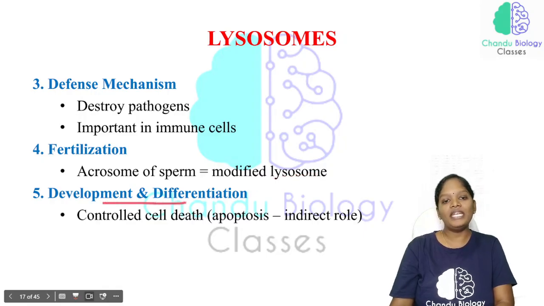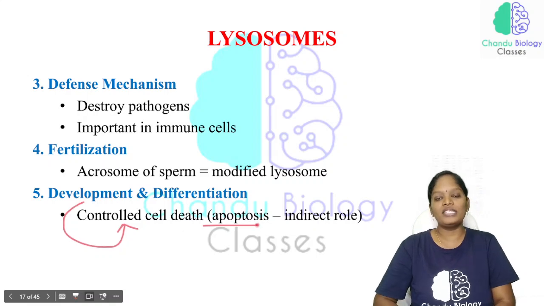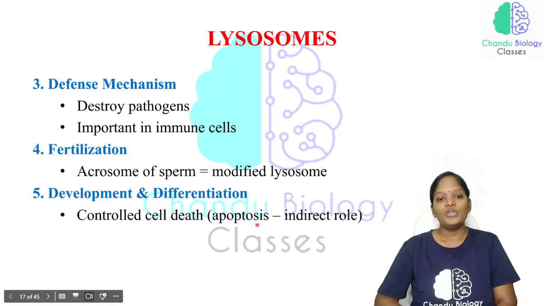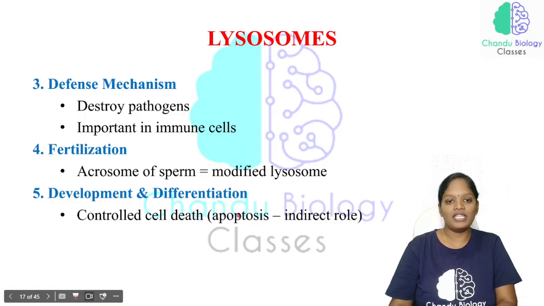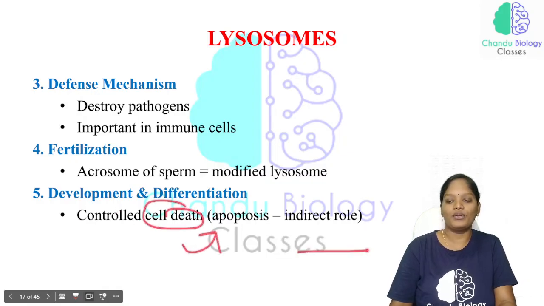And the development and differentiation. So the controlled cell division, we are calling it apoptosis. It has an indirect role here. So the development and differentiation means that whenever the lysosomes are developed properly, the cell death apoptosis process is also proper. Okay.